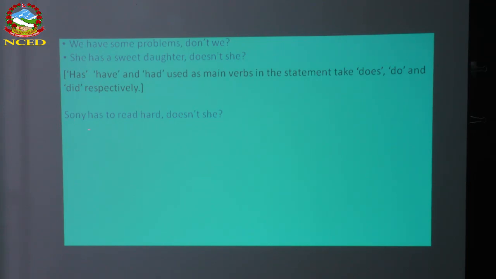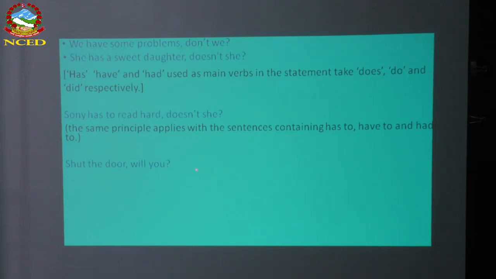The same thing is applicable in this statement also. See, Sonu has to read hard, doesn't she? The same principle applies with sentences containing has to, have to, and had to. The same condition applies in has to, have to, and had to as well. The next example, shut the door, will you? What sort of sentence is this? Shut the door.